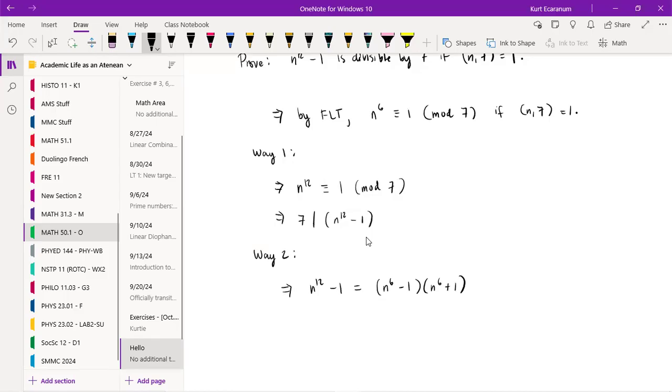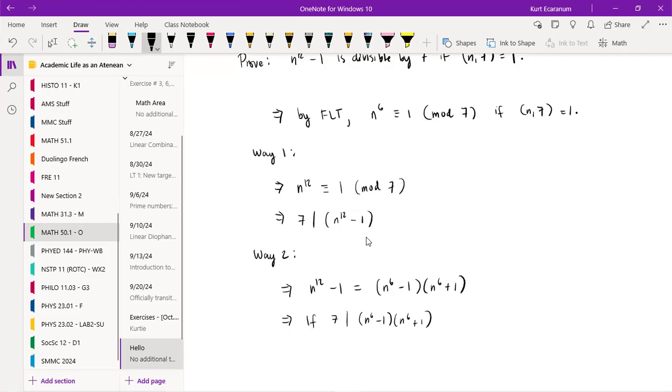Now, ibig sabihin, this expression, if 7 divides n to the 6 minus 1 n to the 6 plus 1, then one of them must divide 7 by all means. And how can we find that factor? Which among them must divide 7?